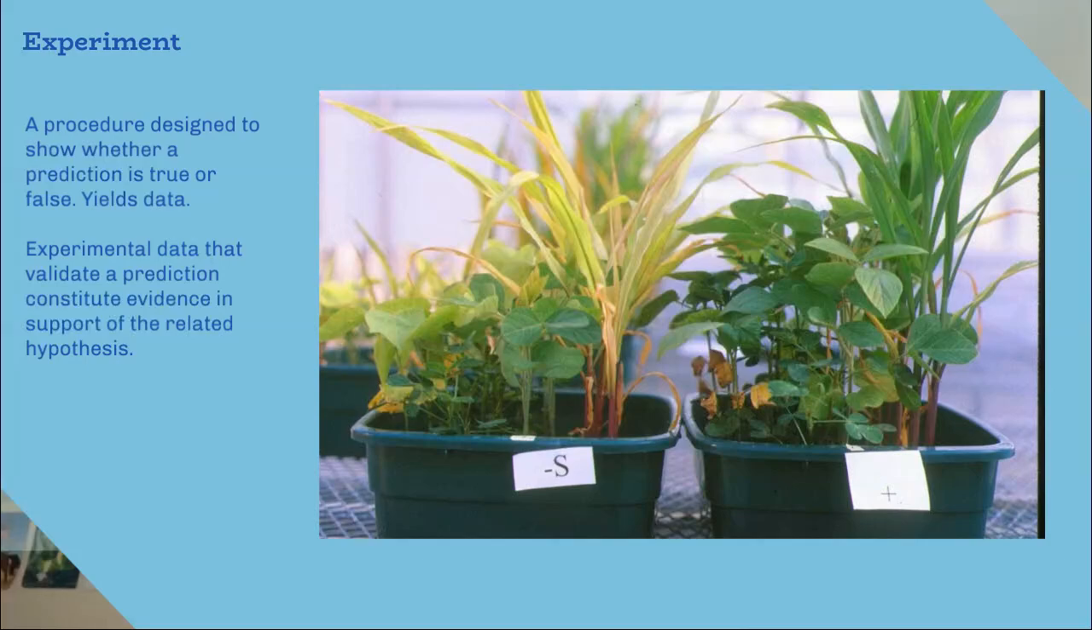So now you can design an experiment, and this should give you data that will show whether the prediction is true or false. And it will see if this prediction is true and whether it supports the hypothesis. So for example, you could come up with an experiment that has two groups of plants, one in direct sunlight and one not in direct sunlight.